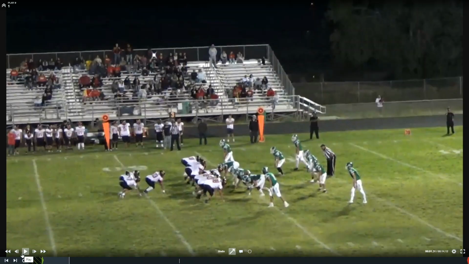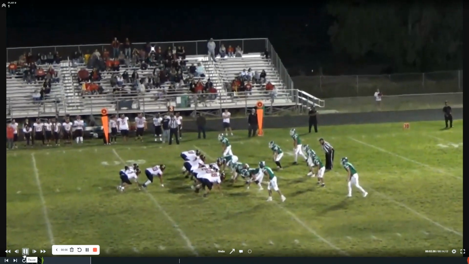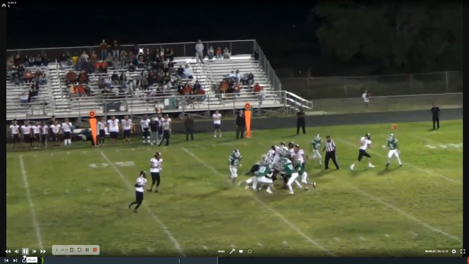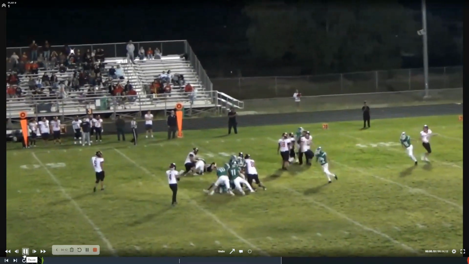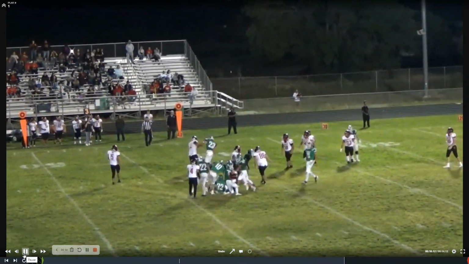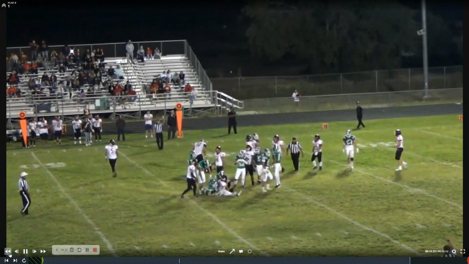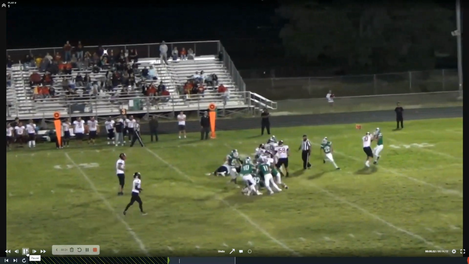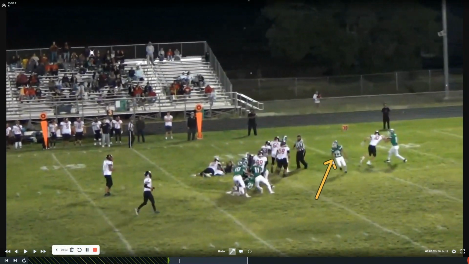Play number 3 this week involves a dead ball, unnecessary roughness action. We're going to see the runner get held up, and then we're going to get this player coming late to the party and trying to push this pile back. And so let's take a look. Again, we're going to look at this player right here, number 22.